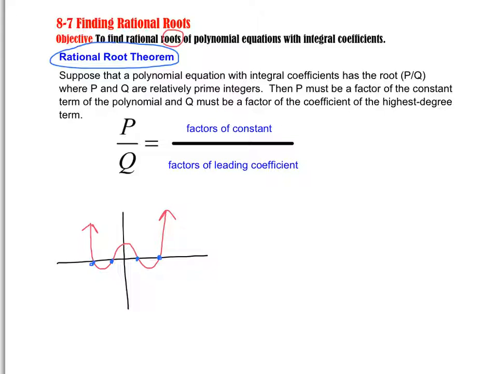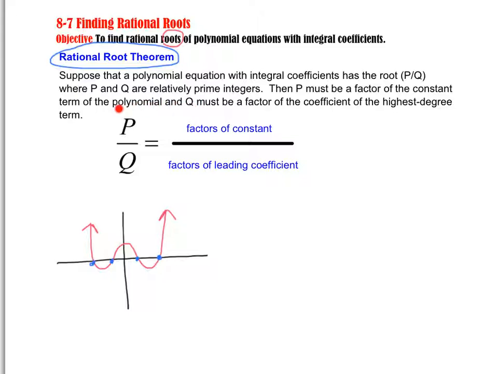So here's what the rational root theorem says. I'll read from here. It says, suppose that a polynomial equation with integral coefficients has root p over q. See, it's rational, it's a fraction. It says where p and q are relatively prime integers, then p must be a factor of the constant term of the polynomial, and q must be a factor of the coefficient of the highest degree term. So that last sentence was the most important.